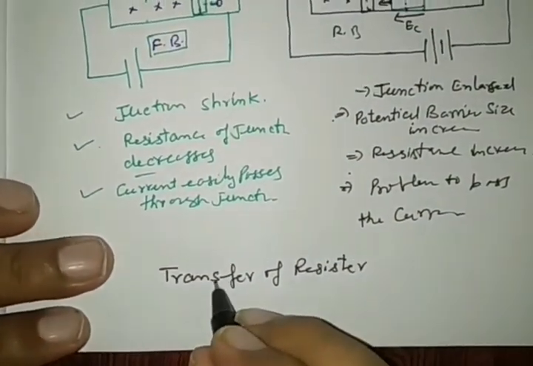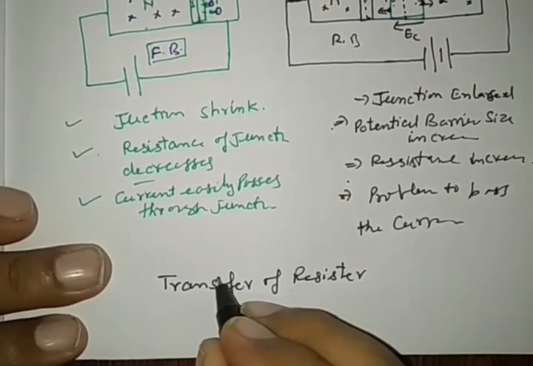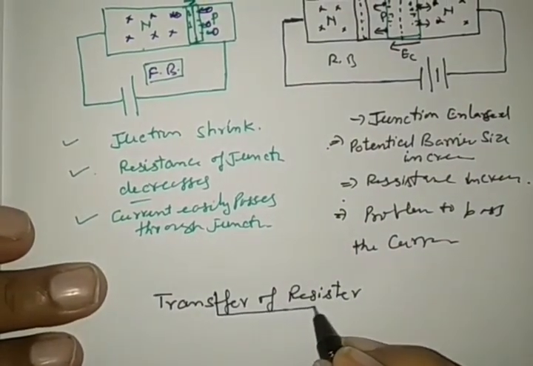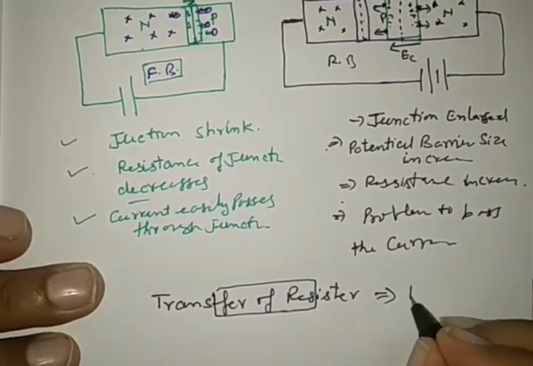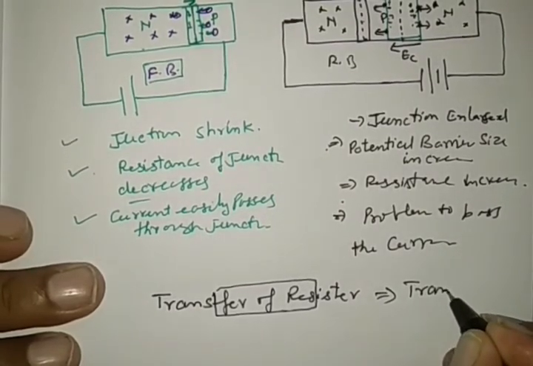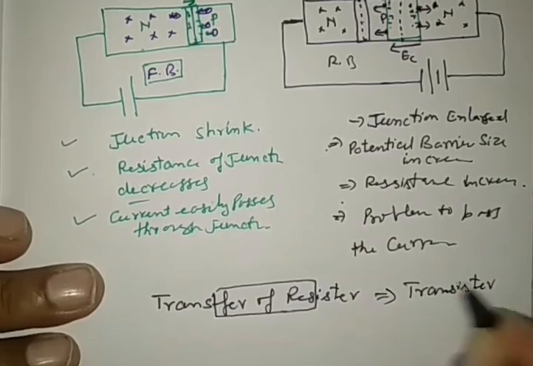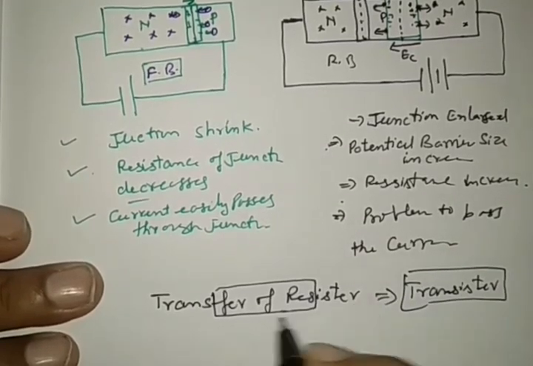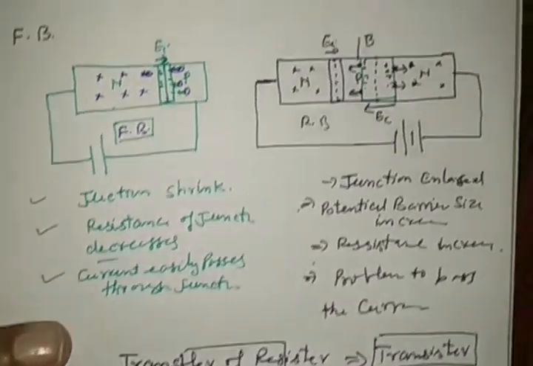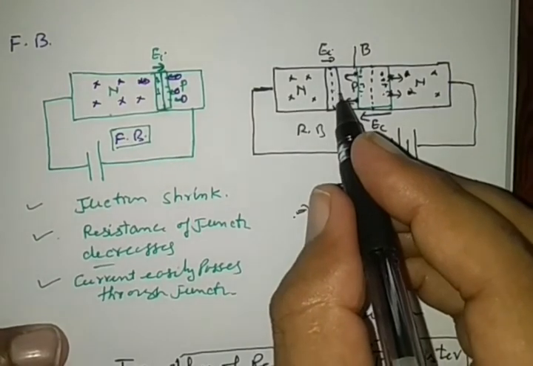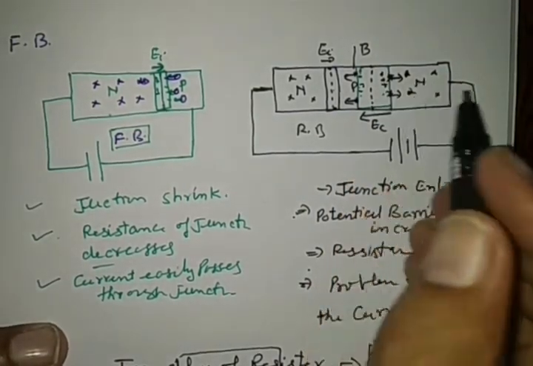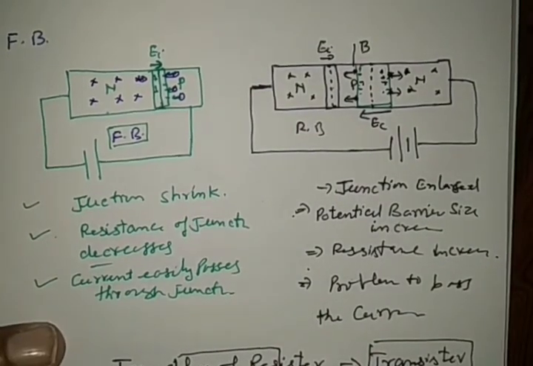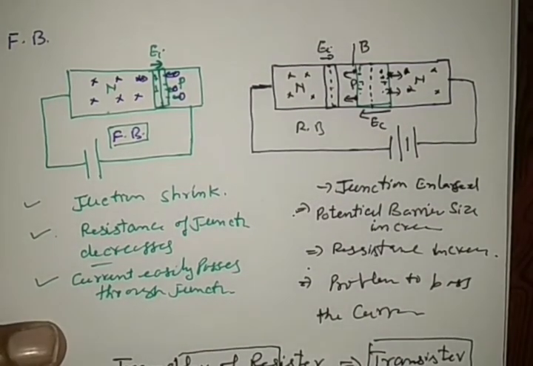See, cut this. What becomes? Transistor. Transistor stands for transfer of resistor from the forward bias depletion layer to the reverse bias depletion layer. Earlier, both junctions were of the same size, same resistance.